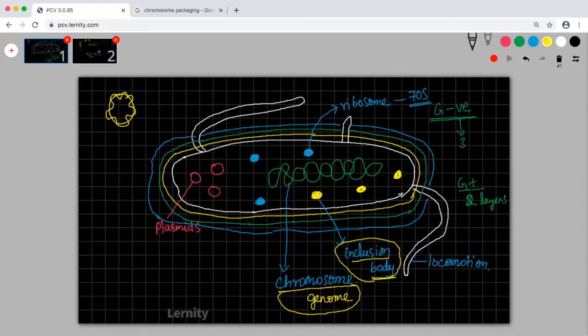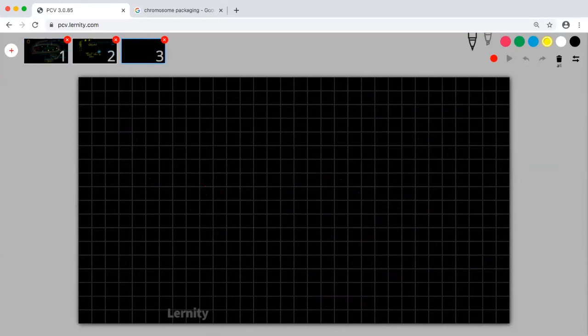Children, are you able to understand? So that is the role of inclusion body. Okay. Now coming to the structure of plasmids. Plasmids are extra chromosomal DNA.